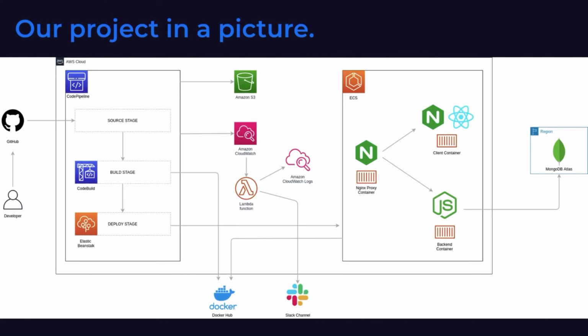The little cherry on top over here, not really necessary, but I thought it would be a sweet addition, is pushing through notifications of the pipeline state changes to Slack, to a specific Slack channel that is. Now, what we're using for that is Amazon CloudWatch, which will receive any state changes in Code Pipeline, and CloudWatch then targets a particular Lambda function. That Lambda function will then push through certain notifications to the Slack channel.